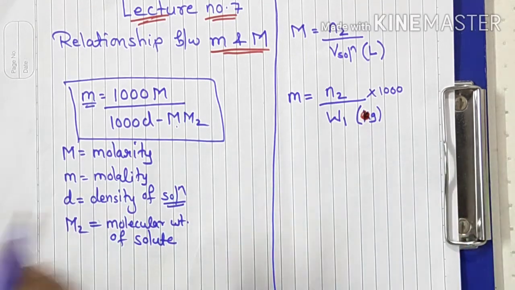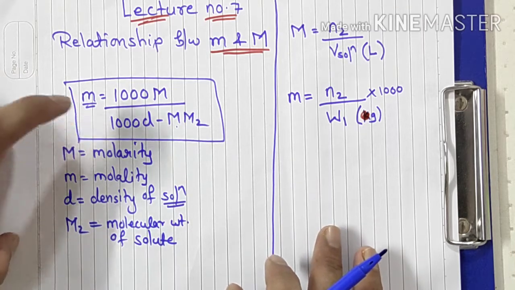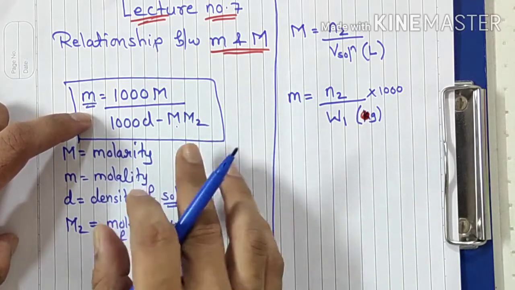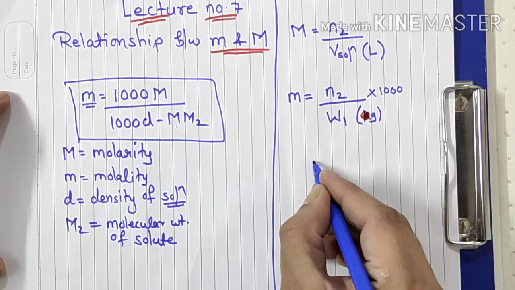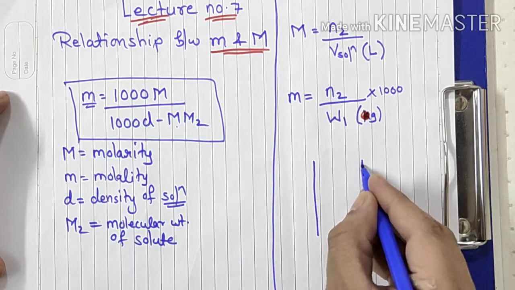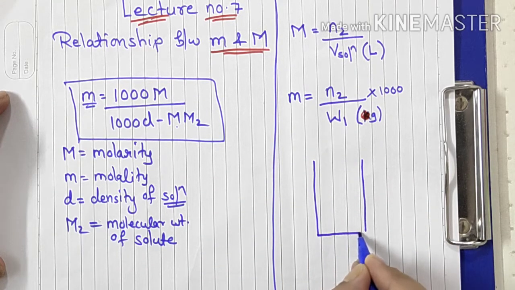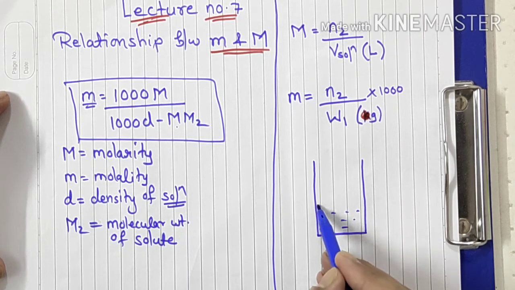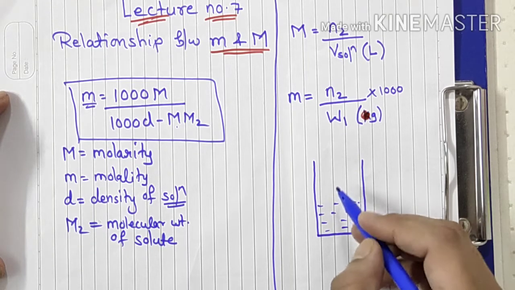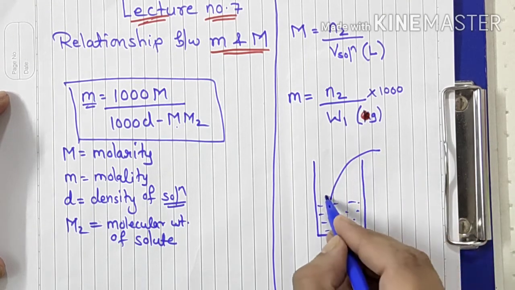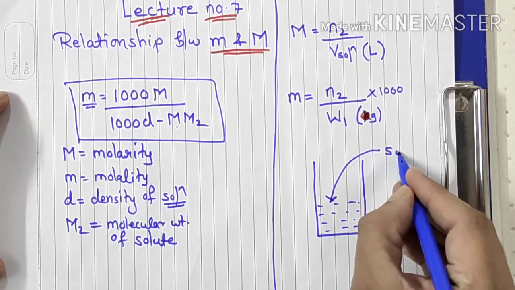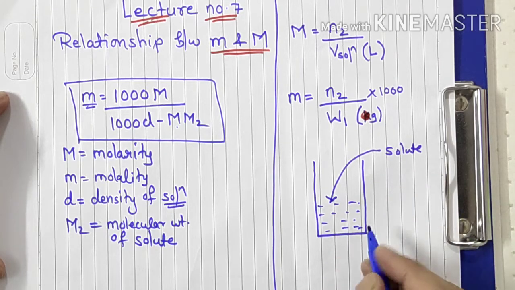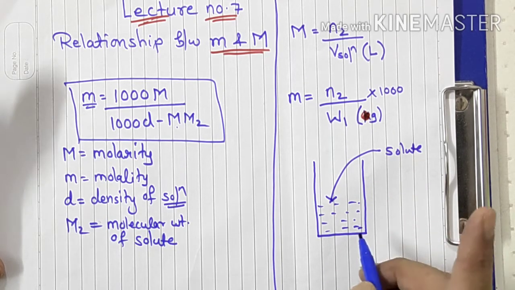Okay, now student, to prove this formula we have to understand first how the molarity is prepared. Suppose I have a solution, right? How is this solution prepared? This solution is prepared by adding some amount of solute to this solvent, right? After adding this, what will form? It will form solution, right?